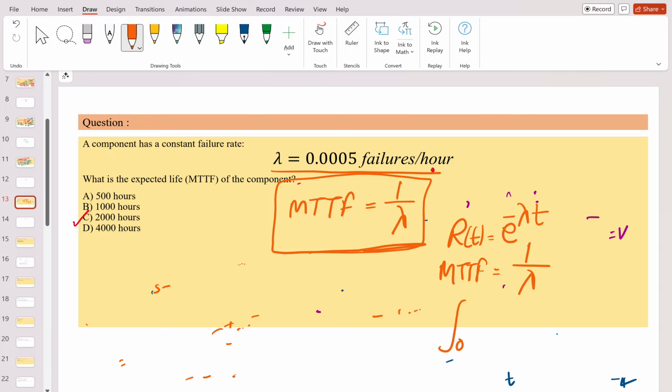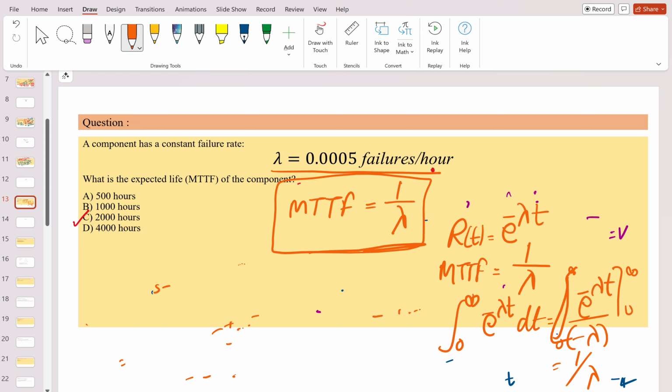So when you integrate 0 to infinity e to the power minus lambda t dt, it will come out to be 1 upon minus lambda e to the power minus lambda t from 0 to infinity, which comes out to be 1 upon lambda. Okay, so that is called the mean time to failure.